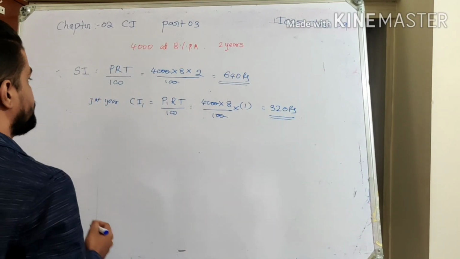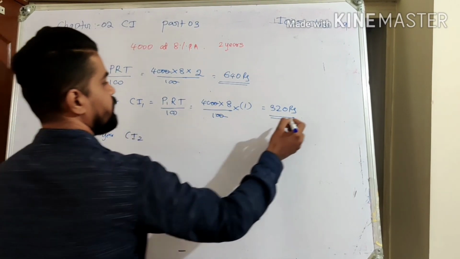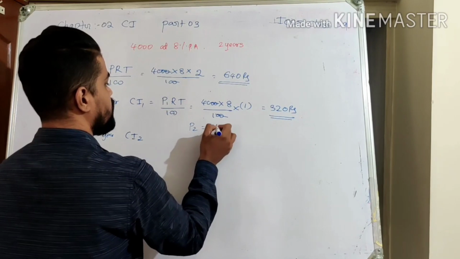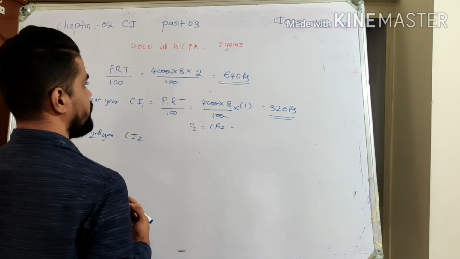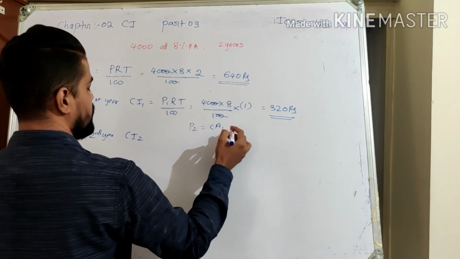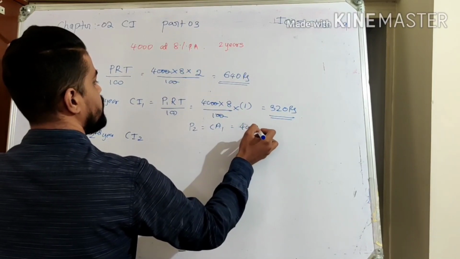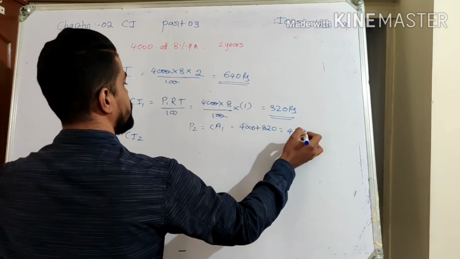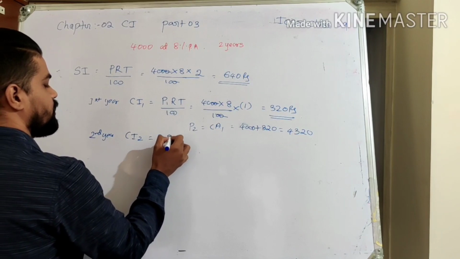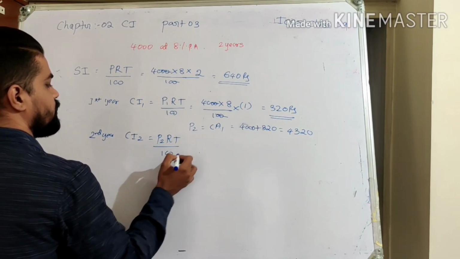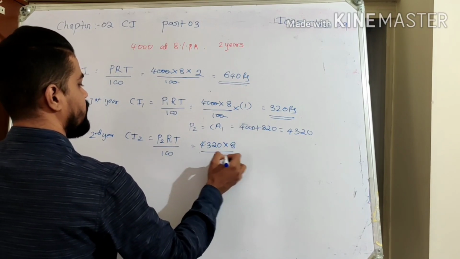The compound interest for the second year, CI2, and P2 will be what? P2 will be equal to the compound amount for the first year, which is going to be 4,000 plus 320, which is 4320. So this is going to be our principal for the second year. Then RT by 100. Principal for the second year is 4320 into 8 by 100 into 1.